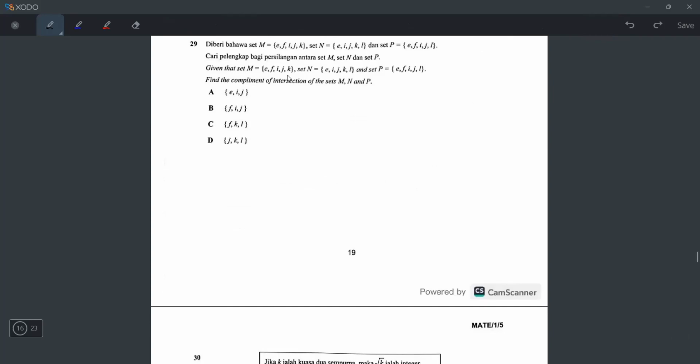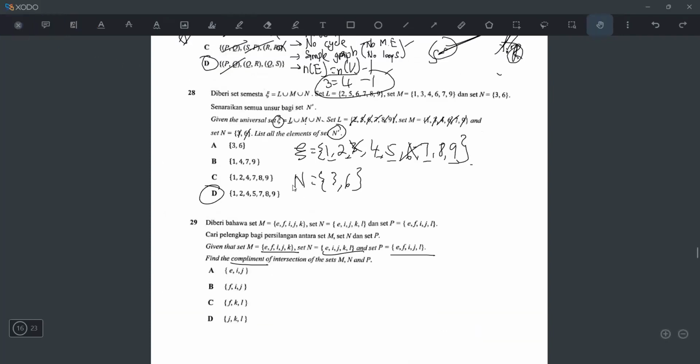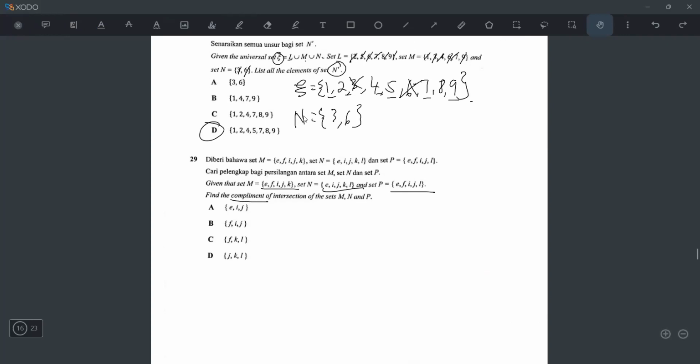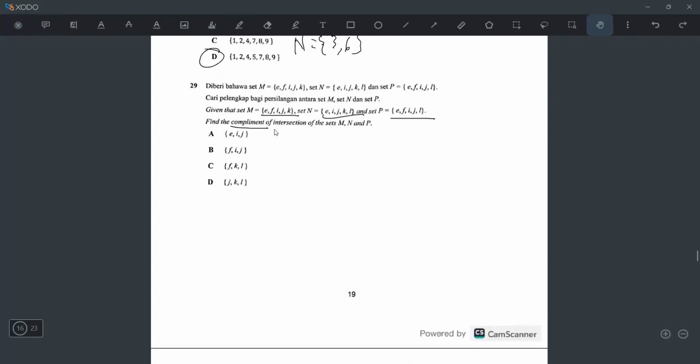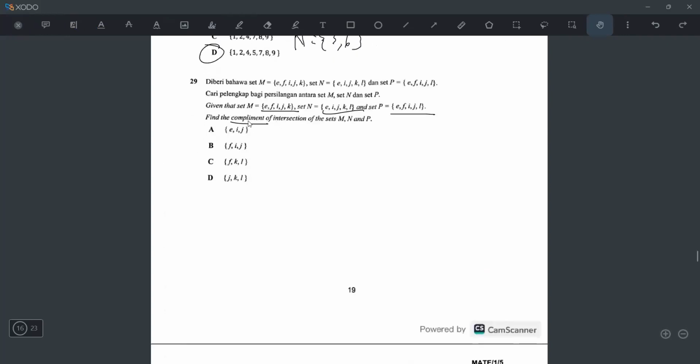Okay, 29. Given set M, set N, set P, find the complement of the intersection of M, N and P. You see this word again, complement, like the last question. What is complement? I told you already, right? Complement means pelengkap. It means you have to take everything except the one you want. So what is the one you want now? The intersection of M, N and P. So I have to find M intersect N intersect P first.